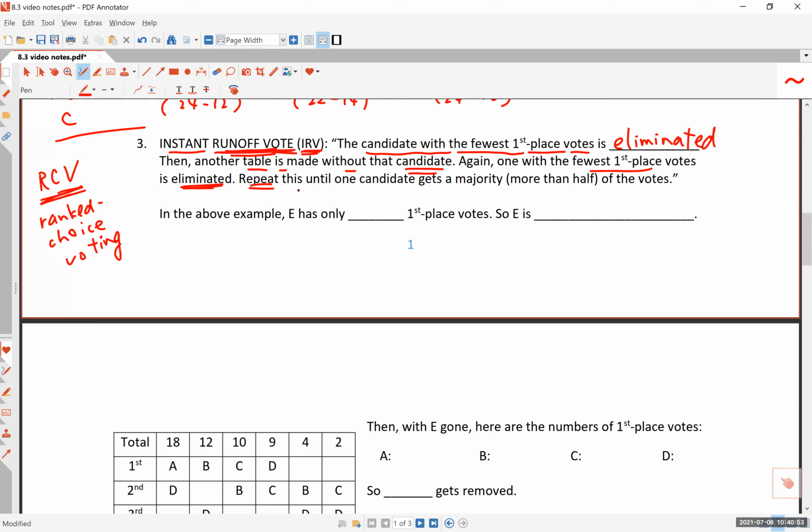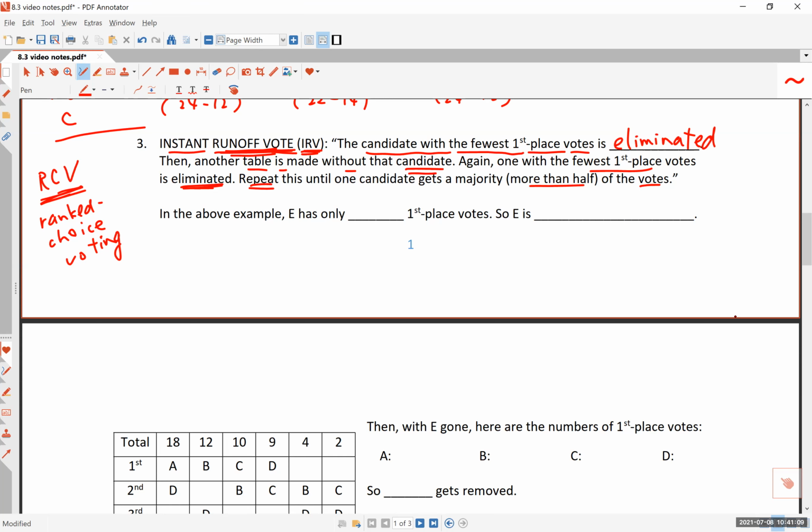You kick out the one with the fewest first place votes, one person at a time, until only one person is left. So repeat this until one candidate gets the majority, more than half, and that person becomes the winner.